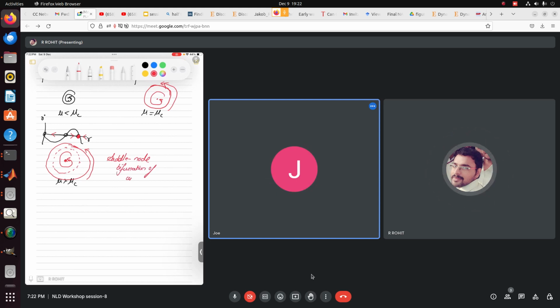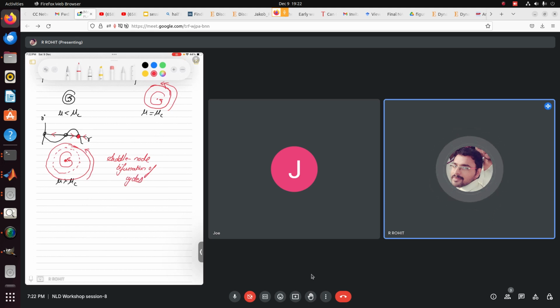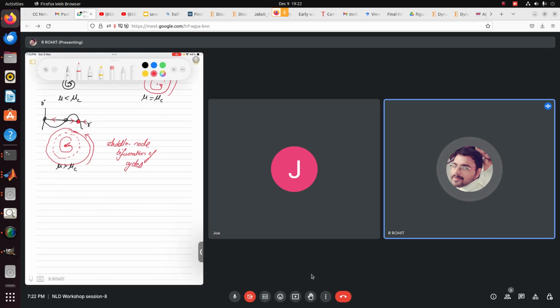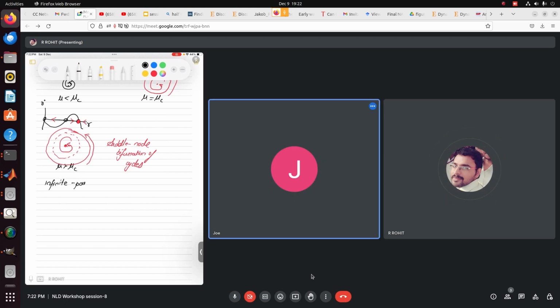Bifurcation of cycles. Eventually you are bringing down to an unstable limit cycle also. Now another kind of bifurcation people have studied is called infinite period bifurcation.